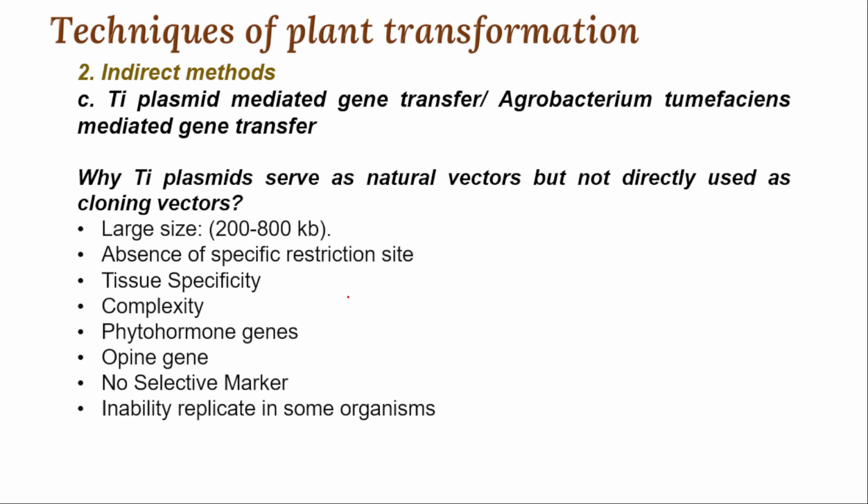And even this Ti plasmid will have tissue specificity; only stems will be infected, not the leaves. And then even the Ti plasmid is very complex here. And it contains phytohormone genes that should be removed, otherwise definitely we cannot accommodate more genes here. Even opine genes are not necessary and should be removed. And then marker genes like ampicillin resistance genes and tetracycline resistance genes are not there naturally. Because of that, it will not act like a cloning vector here.